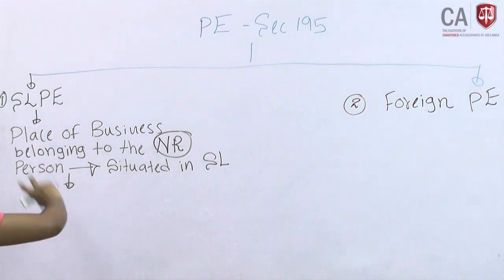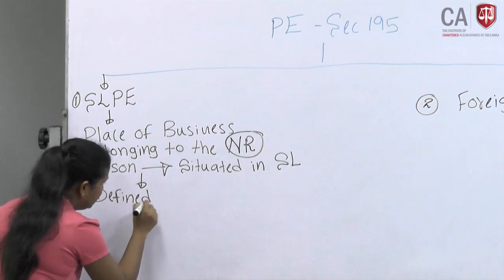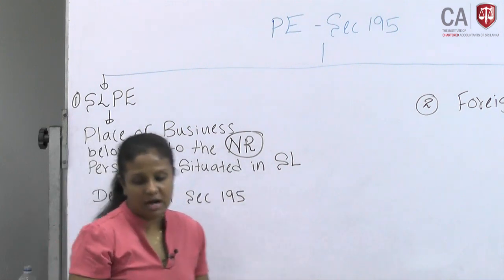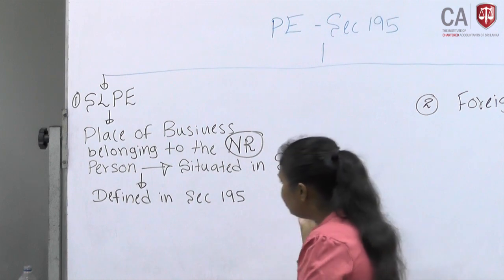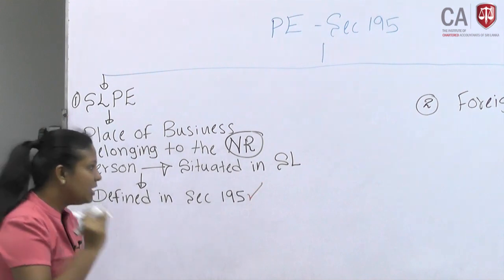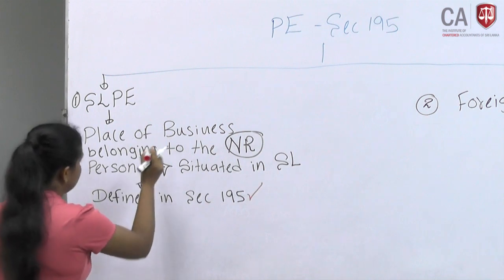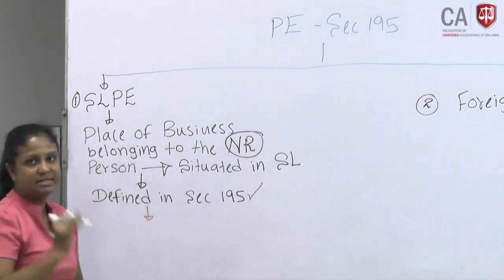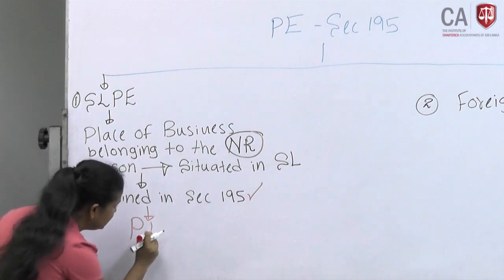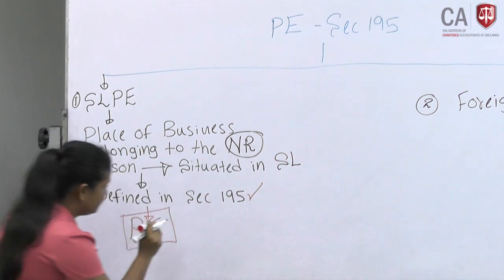Then I will explain this part first. Definition where? Defined in section 195. But I need to add a point here. Even though this is defined in section 195, yes, it is correct. But when you are writing your answer, every time it comes to the permanent establishment, this is the Sri Lankan permanent establishment, no? Then when it comes to the permanent establishment, you should look at what?